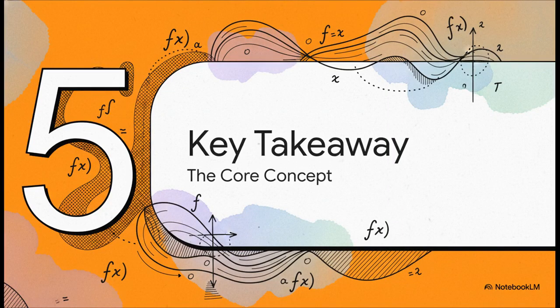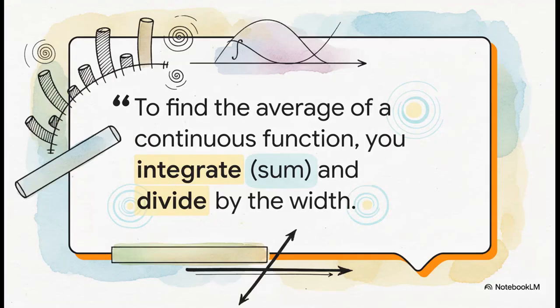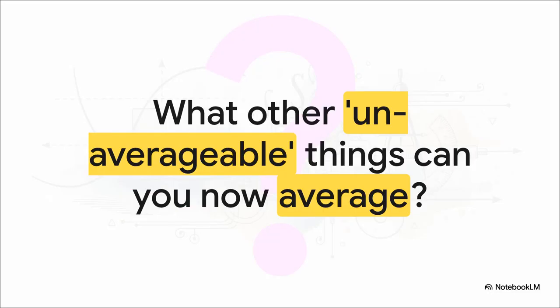So, after all that, let's boil this all down to the one core idea that unlocks everything we've talked about. This is it. Right here, this is the big idea that connects a simple everyday average to a powerful calculus average. If you can just remember that integration is just a fancy way of summing everything up and that you have to divide by the interval's width, you've basically mastered the average value of a function. So you now have this incredible tool for finding the true average of anything that changes continuously.